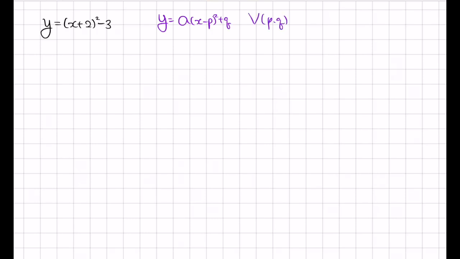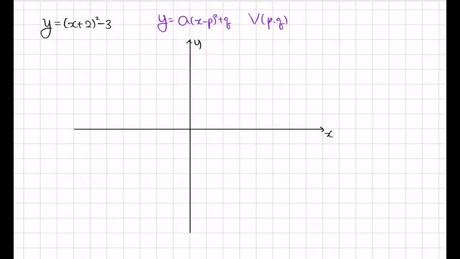So p is going to be negative 2 for this case, and q is going to be negative 3. So let's draw the xy coordinate graph first. This is the x-axis and that is the y-axis. Now, since the vertex point is (negative 2, negative 3), negative 2 here, negative 3 here, the vertex point is going to be here.